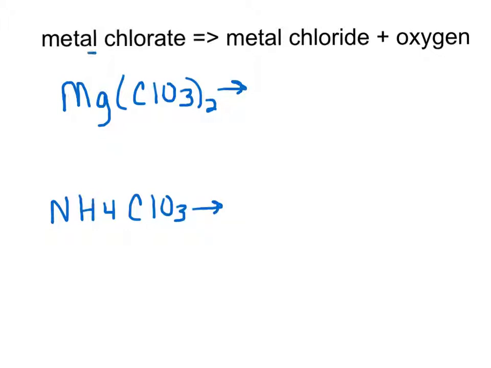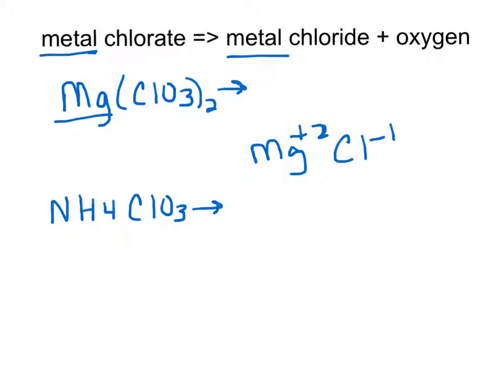The third decomposition type is when you have a metal chlorate and you're going to form a metal chloride. Chloride is Cl 1- in a compound, plus oxygen gas. Remember, oxygen is diatomic. So in this first case, magnesium is our metal, so magnesium 2+, and we're going to form a chloride, so we're going to combine it with Cl 1-, and the formula would be MgCl2 plus diatomic oxygen, and then we would need to balance the compound. The oxygens need to be balanced.